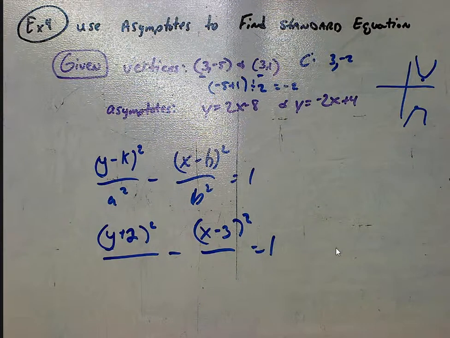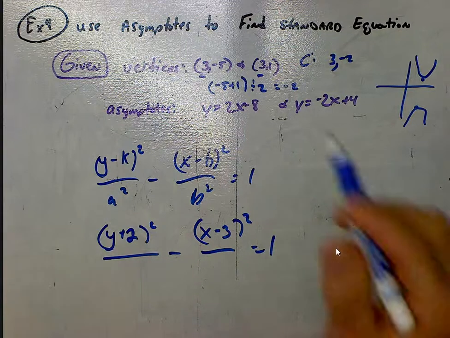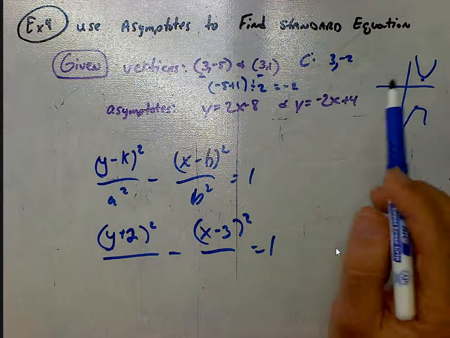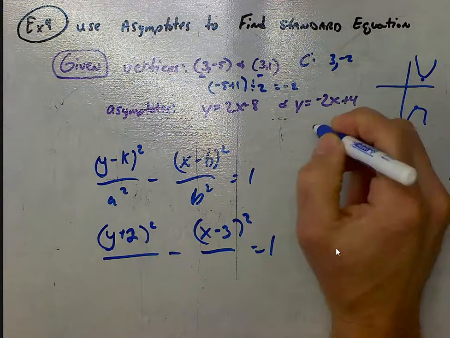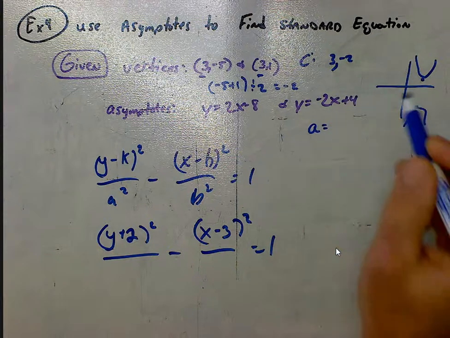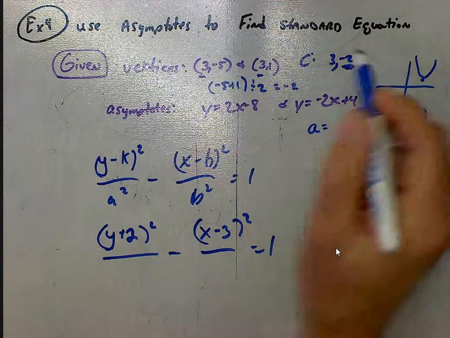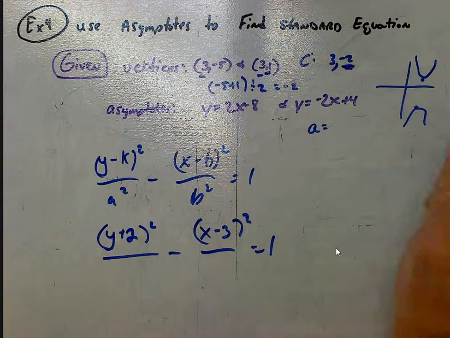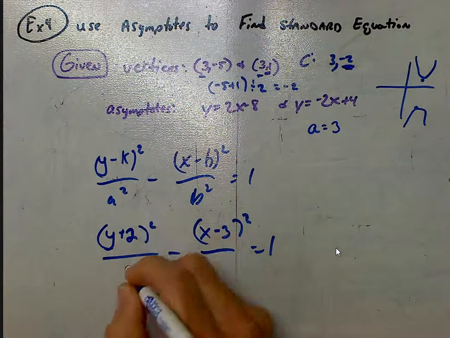Now I'm going to have to use this idea of the asymptotes to help me find this. The other thing I also know is that a is going to be the distance from the -2 to the 1, and we know that's 3 units. And so it's going to be 3 squared there.